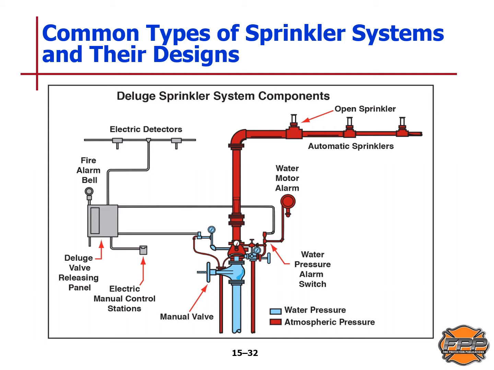These are common types of sprinkler systems and their designs. And you can see the open sprinklers, the water motor alarm, the water pressure alarm switch, the manual valve, the electrical manual control stations. So this is all pretty self-explanatory. If you just take a few minutes to review it, it shouldn't be very hard for you to get a grasp on it.